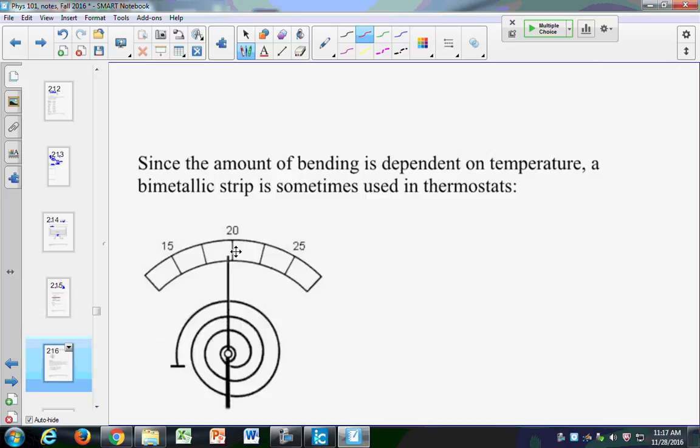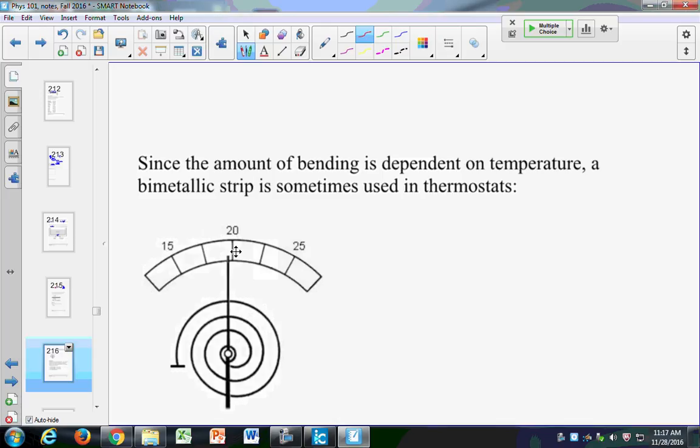So if you have one of these old thermostats, anybody have an old thermostat like this in your house? Most of you probably don't. You might have seen one at least, where you usually have a round dial on top of it. If you take that round dial off, you'll see a coil like this.